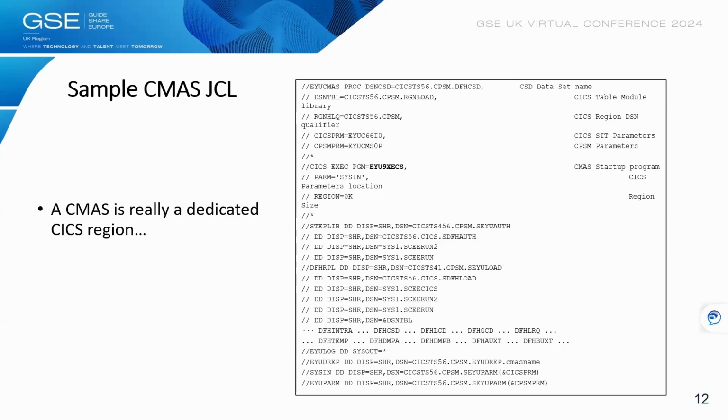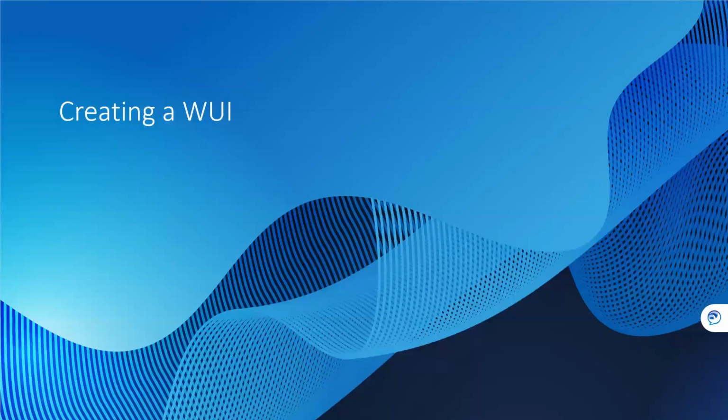So here's some sample JCL to start a CMAS. It doesn't run the same program as a CICS region will, DFHSIP. It runs EYU9XECS, because everything starts with EYU, and they love the number 9 for some reason, which eventually gives control to DFHSIP anyway, right, after it does some initialization. So once you do that and you start the CMAS, you're up and running. So it's basically one job. They give you sample JCL. How hard can it be to do? It's very easy to get a CMAS up and running.